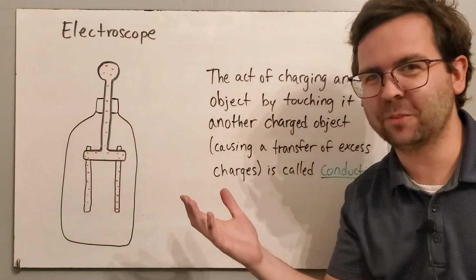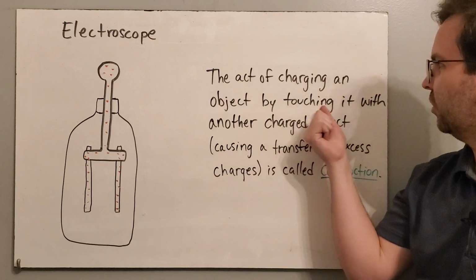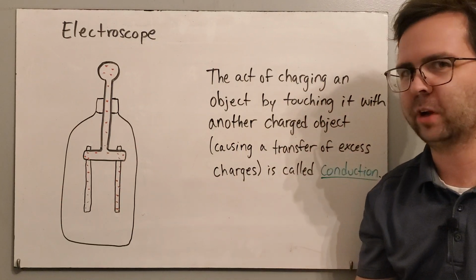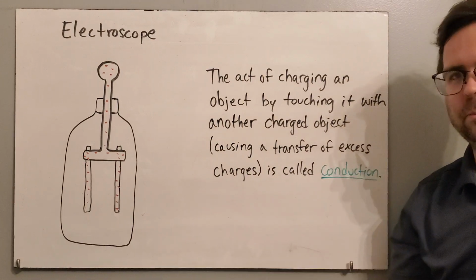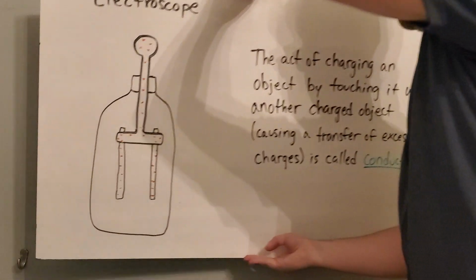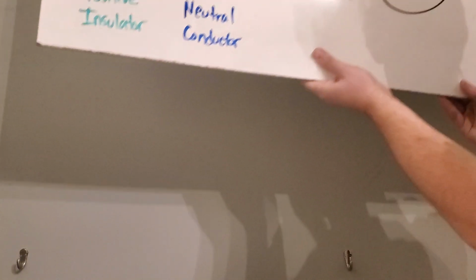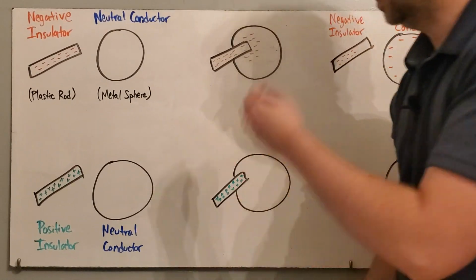So we have a name for this in physics. The act of charging an object by touching it with another charged object, causing a transfer of excess charges, is called conduction. So like conductor, conduction. So let's look at a couple of examples of this. So I have a negative and a positive example. We just witnessed the negative example.